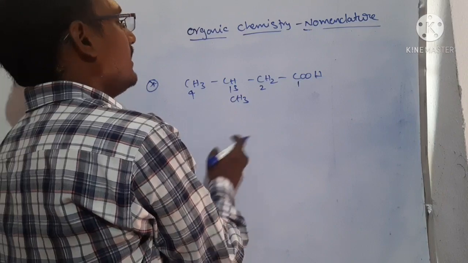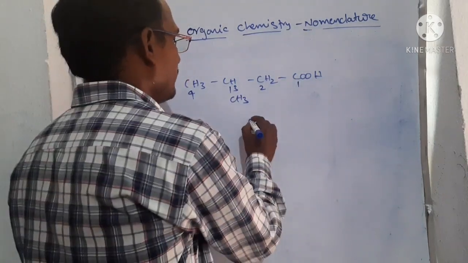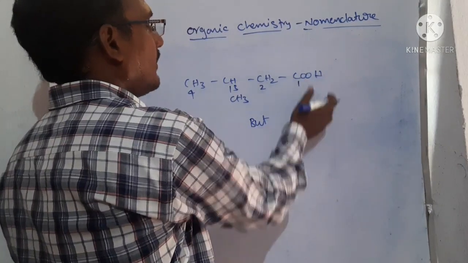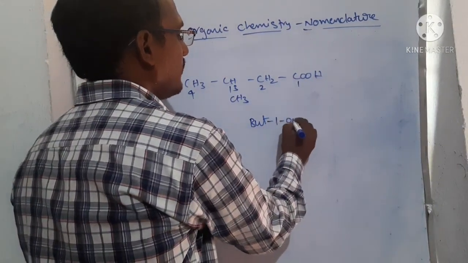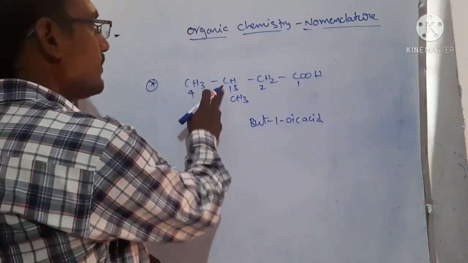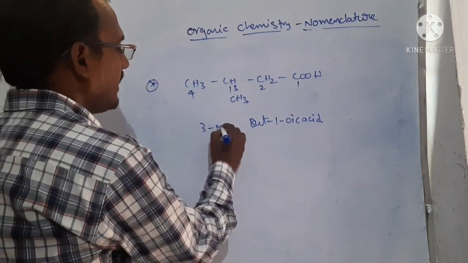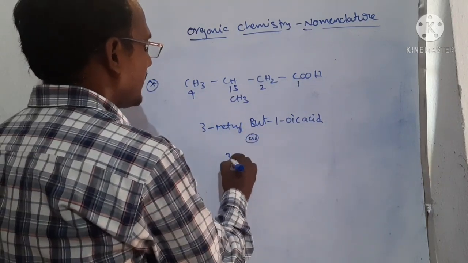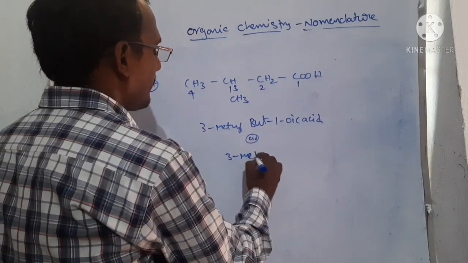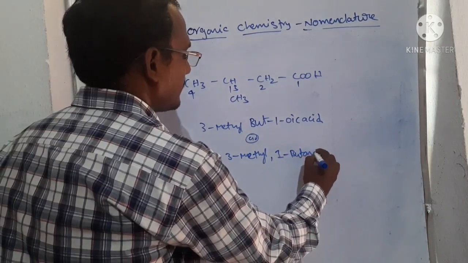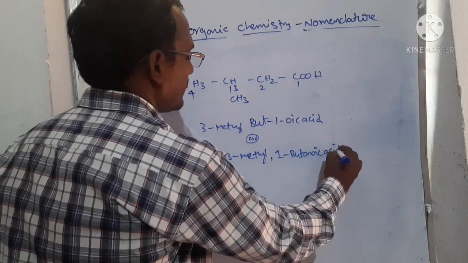Hence the root word is meth, eth, prop, but. Right. The first position, the COOH group is there. That means but-1-oic acid, the suffix is -oic acid. The prefix is methyl group. Which position? Third position is there. That means 3-methylbutan-1-oic acid. It is also called 3-methylbutanoic acid. Right?